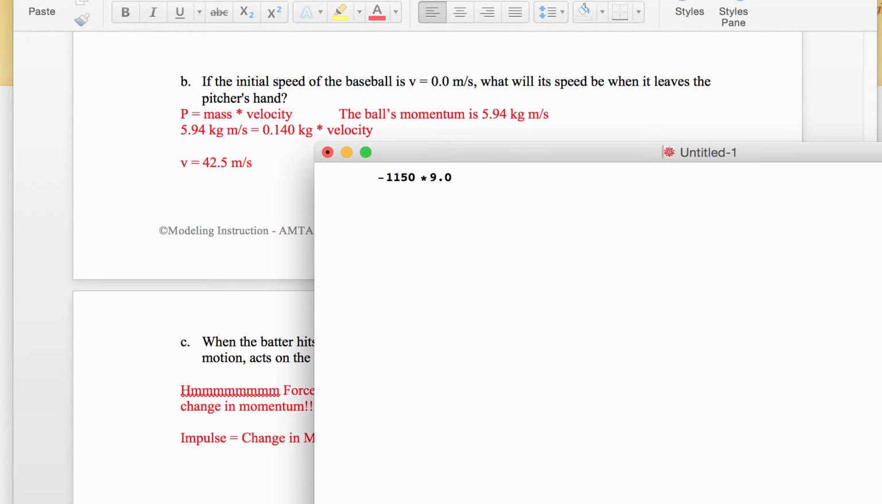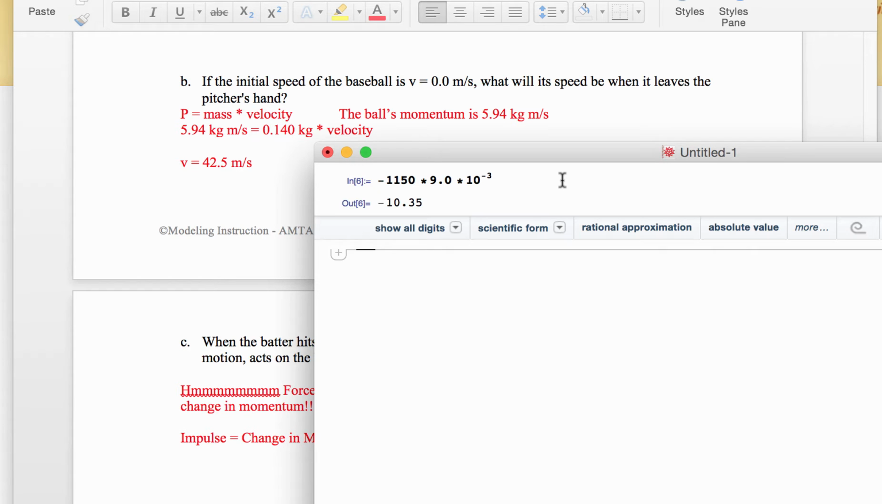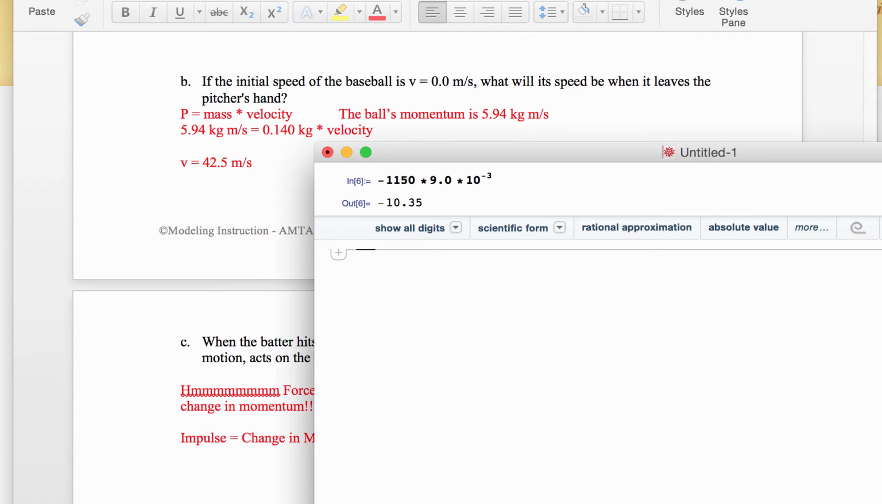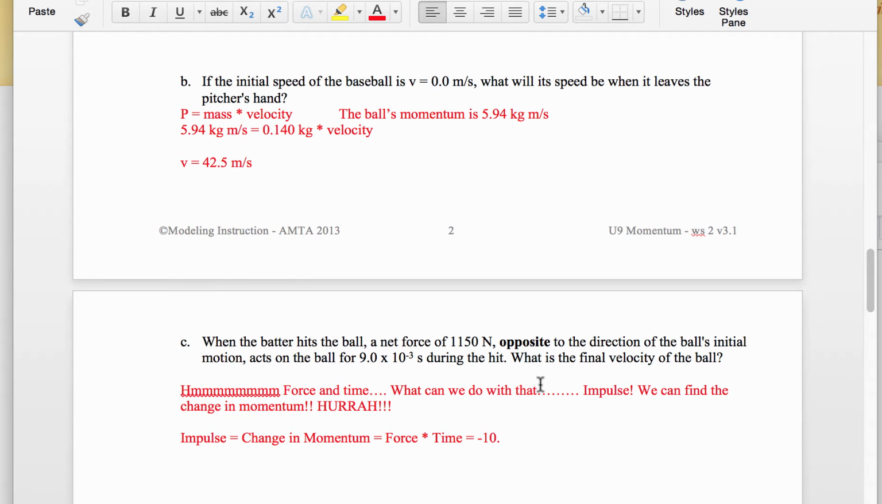And I can either do this, that'll work, or I could do 0.009. Point is, it's got to be 9,000. So the change in momentum is minus 10. So the impulse, the change in momentum, is negative 10.35.